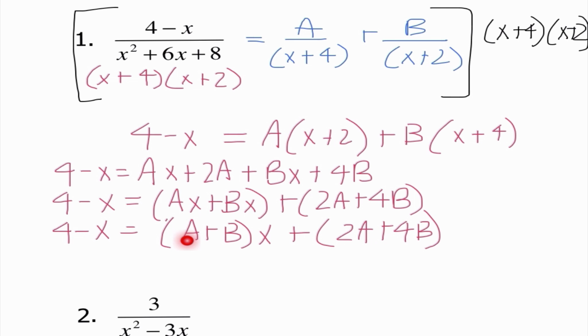What this has done for us is, I know that if these two expressions are equal to each other, this x coefficient has to be equal to this x coefficient, and this constant has to be equal to this constant. So I'm going to write these two equations: negative 1 equals A plus B, and 4 equals 2A plus 4B, because I'm setting 4, which is the constant, equal to this constant, and I'm setting negative 1, which is the x coefficient, equal to A plus B, which is that x coefficient.